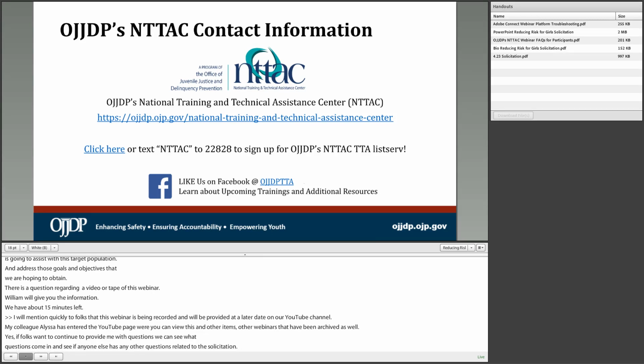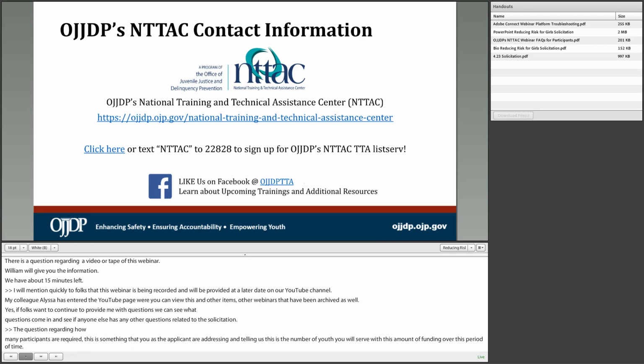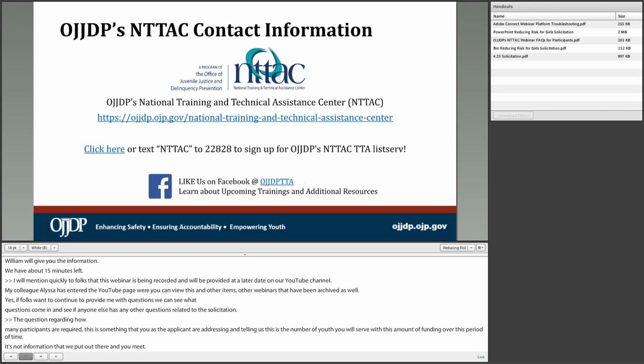The question regarding how many participants are required, this is again something that you as the applicant are addressing. You're telling us this is the number of youth you will serve with this amount of funding over this period of time. This is not information that we put out there and you meet, but rather what you address and tell us.